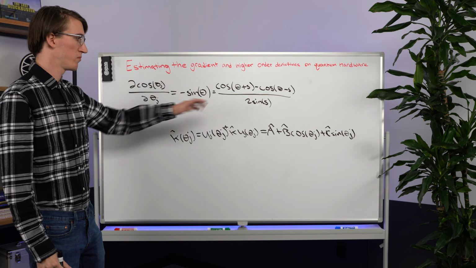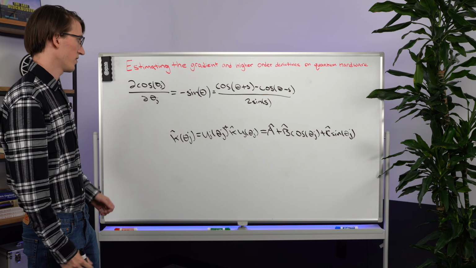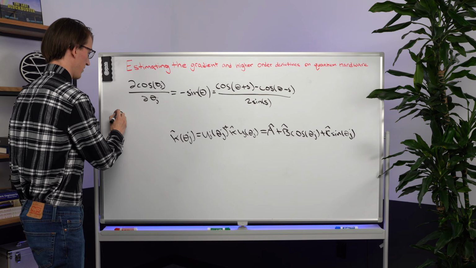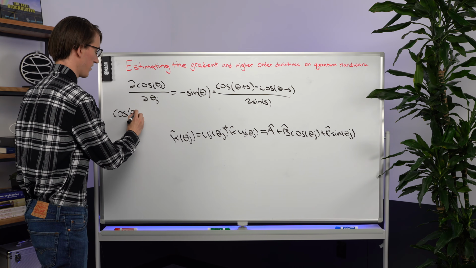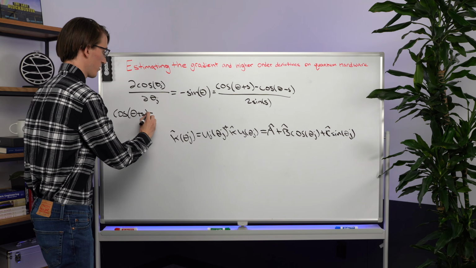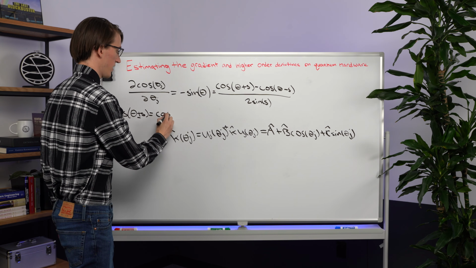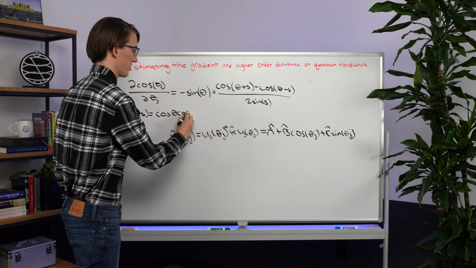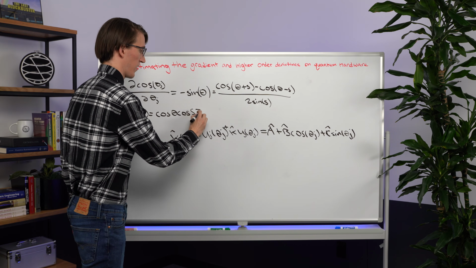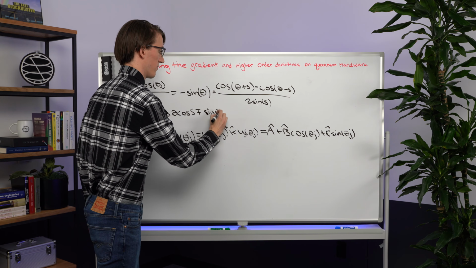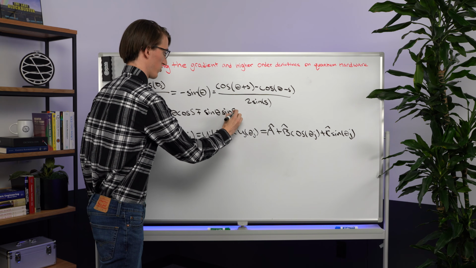Well, we can use some trigonometric identities on the addition of angles to derive that. Specifically, we know that cosine of theta plus or minus s is equal to cosine of theta cosine of s, minus or plus, where this is the reverse, sine of theta sine of s. And this is just a trigonometric identity.